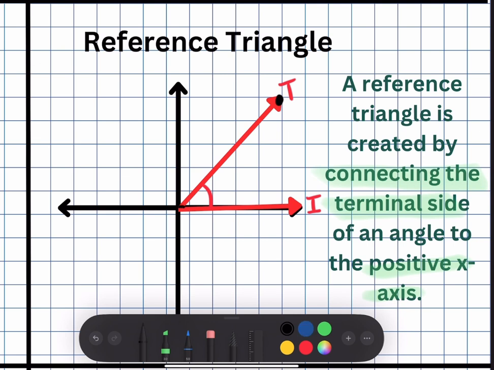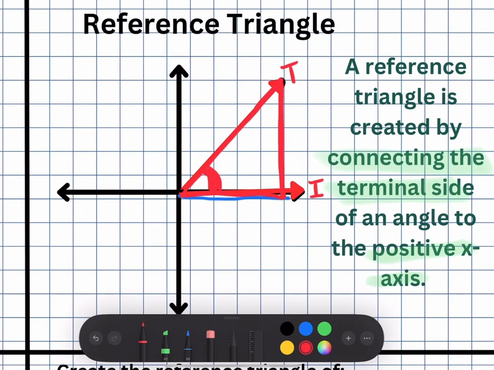Remember that this is a positive x-axis. So to create the triangle, I connect the terminal with the positive x-axis, and it creates a triangle. Okay? And then we would be able to determine what this reference triangle angle is depending on the location of the triangle. So in this case, I know that this triangle is cutting my 90 degrees perfectly in half. So this inner angle would be 45 degrees.